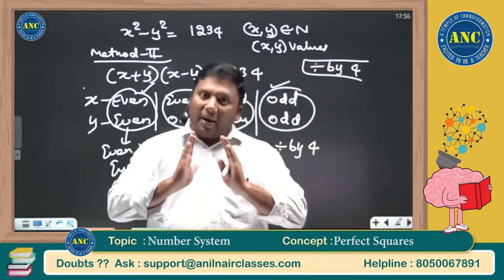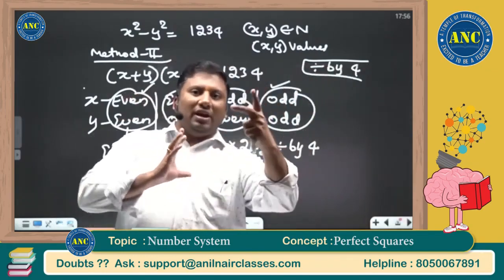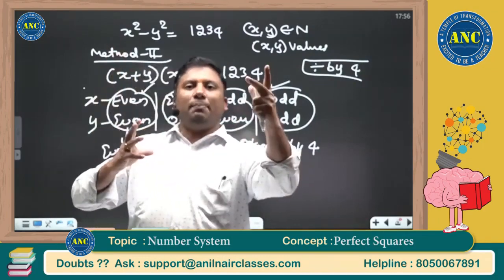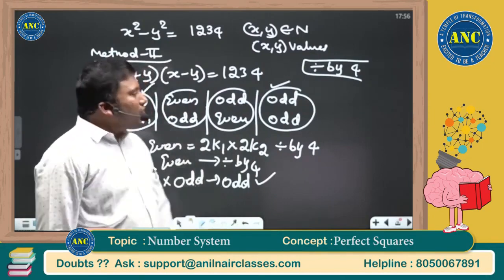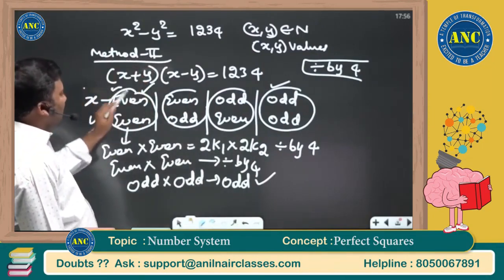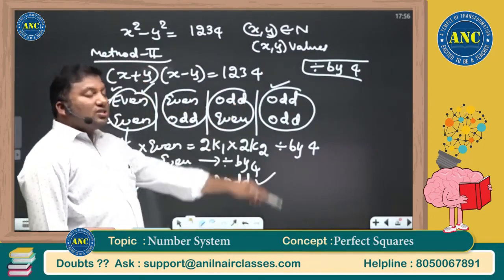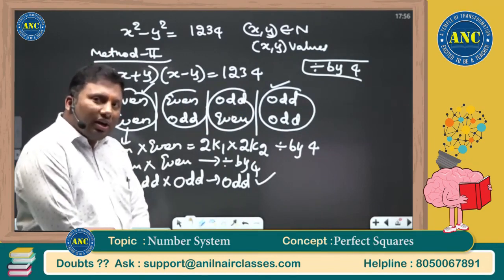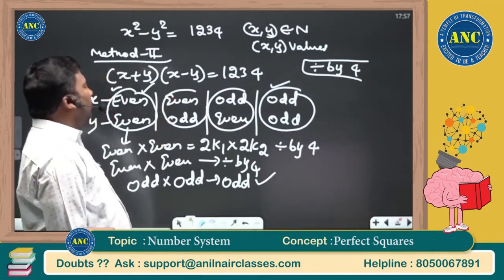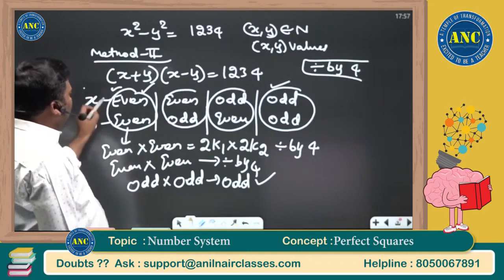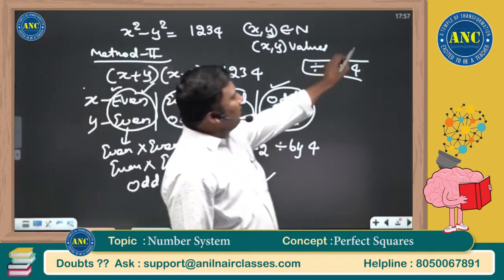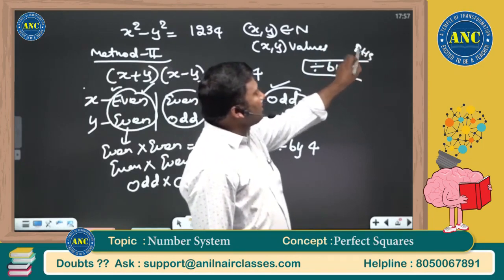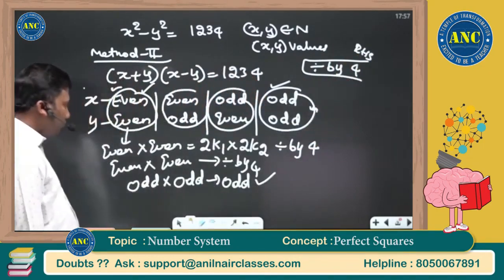Both are of same parity. Same parity means if one is even, another is even. Even plus even, even. Even minus even, even. Even into even, both are divisible by 4. Fourth case, odd plus odd, even. Odd minus odd, even. Even into even, divisible by 4. That means in this case and the last case, right hand side is divisible by 4.